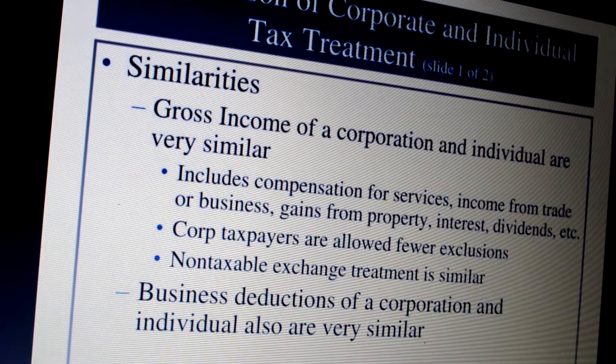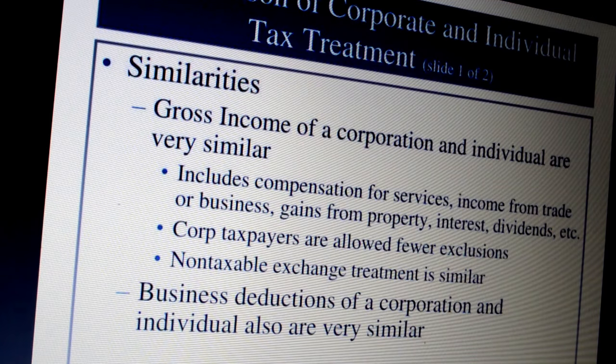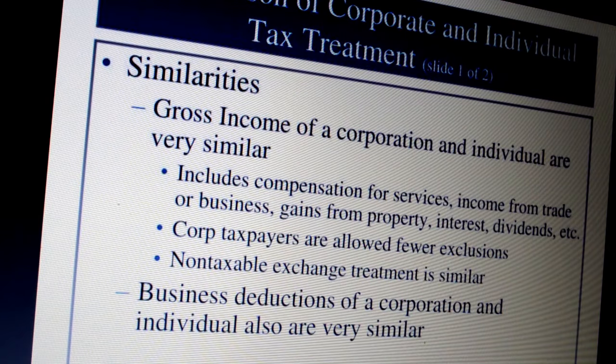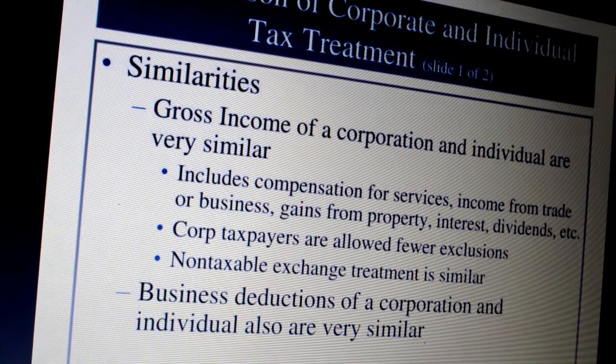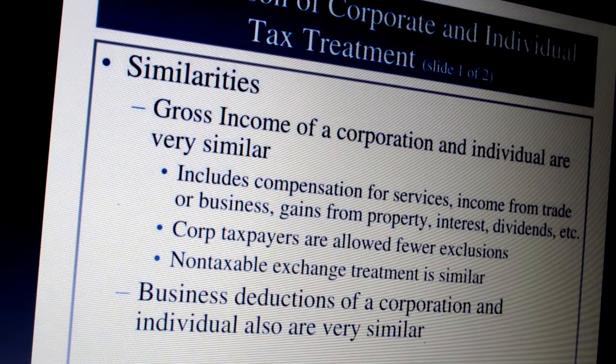However, corporate taxpayers are allowed fewer exclusions. Interest on municipal bonds and life insurance proceeds are two exclusions that are applicable to both individual and corporate taxpayers. Gains and losses from property transactions are handled similarly.